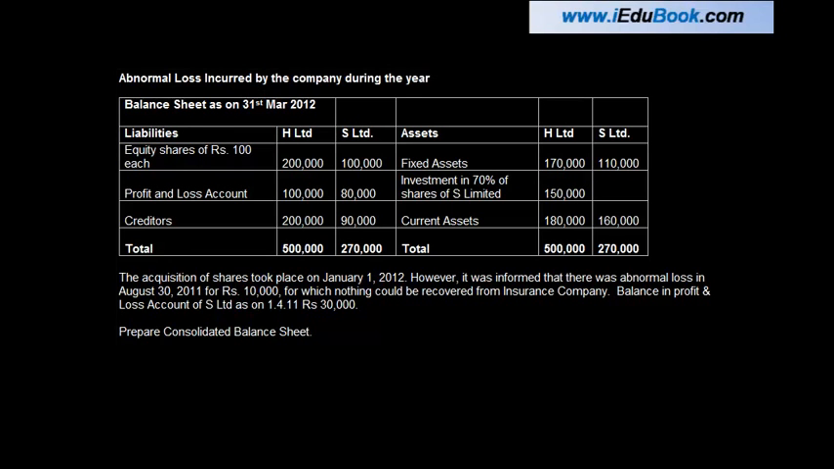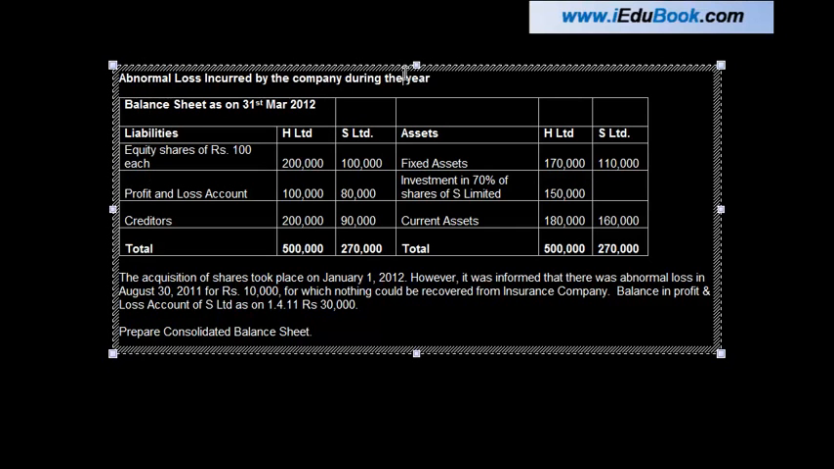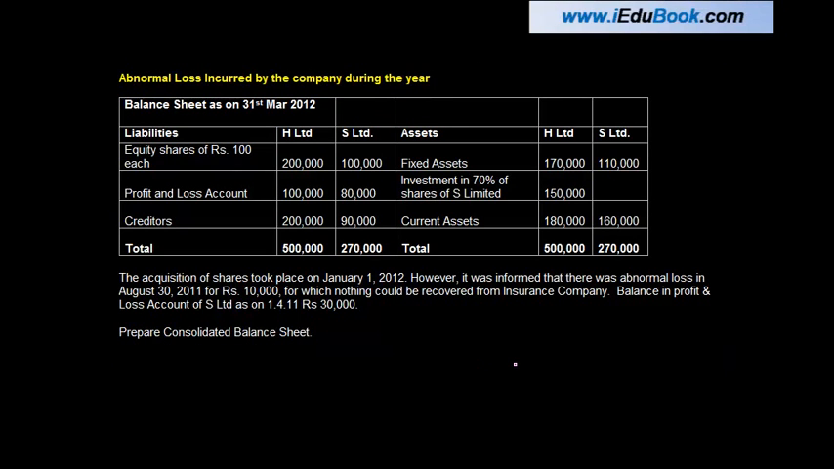Abnormal loss incurred by a company during the year. Let me just highlight this portion so that you are clear in your mind as to what is the question that we are dealing with. Till now what we saw was, we were given the profit and loss account numbers for the closing balance sheet, and we were given the profit and loss account numbers for the opening balance sheet, and so on.